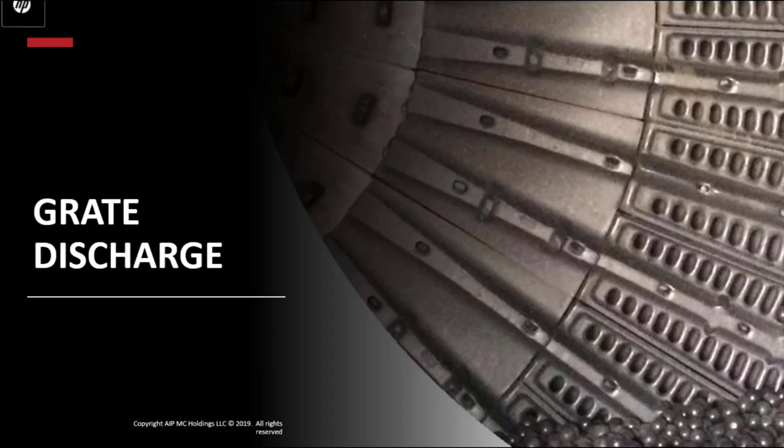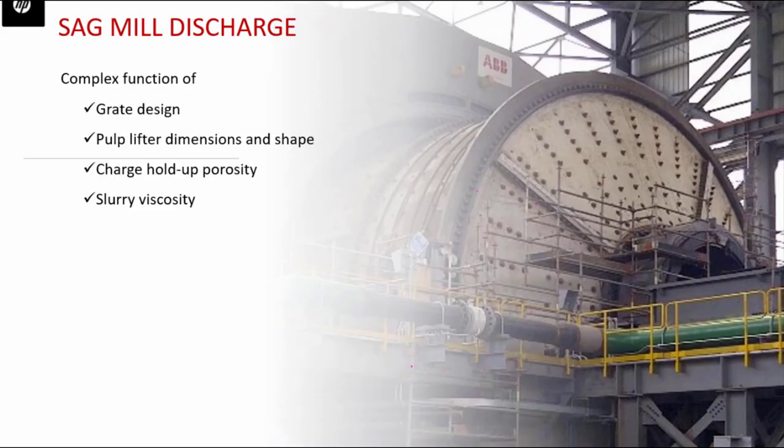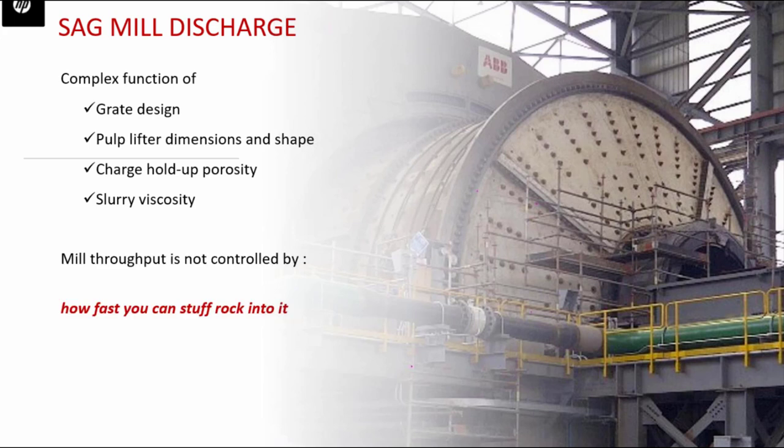So we are not going to review all the variables. We are going to review the most important ones. One of them is the grate discharge. The grate discharge is important because it has a complex function. The grate is going to maintain the charge in the mill until the particles reach the size of the opening. The only way that particles leave the mill is when they get through the opening of the grate. So the mill throughput is controlled not by how fast you can push rocks into it.